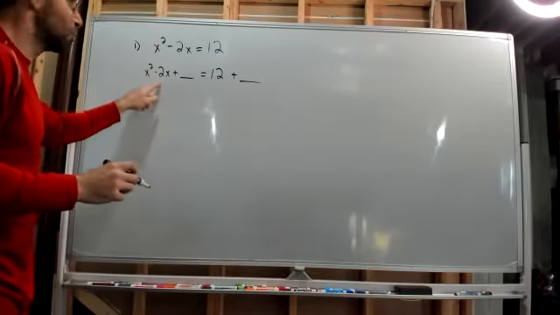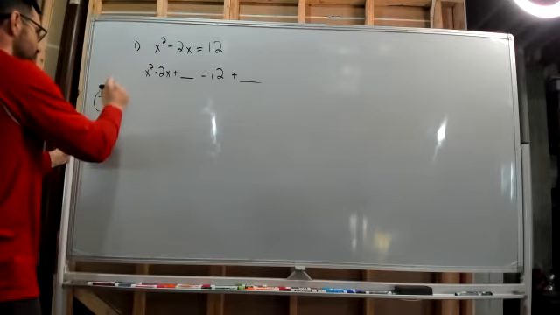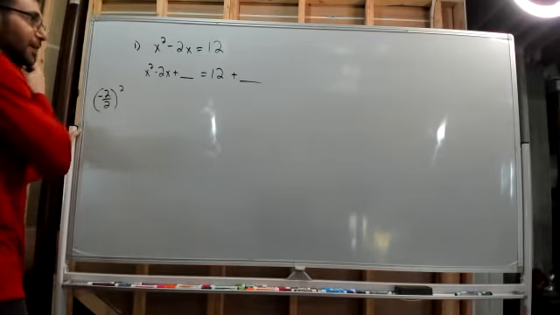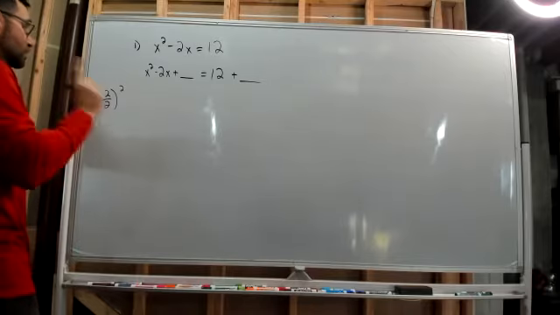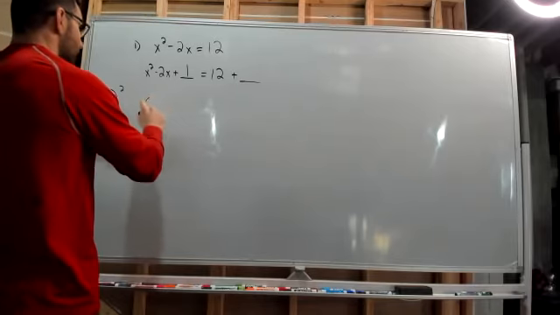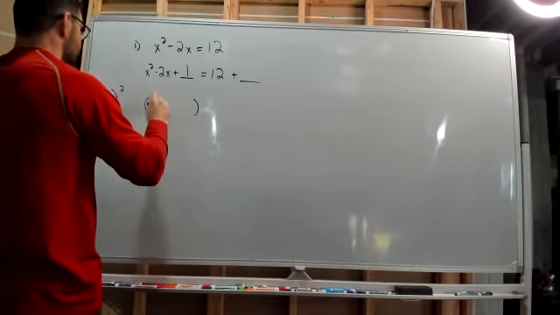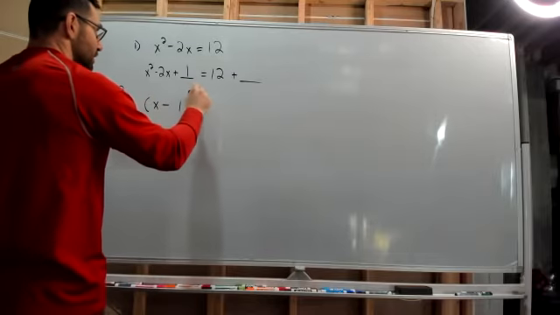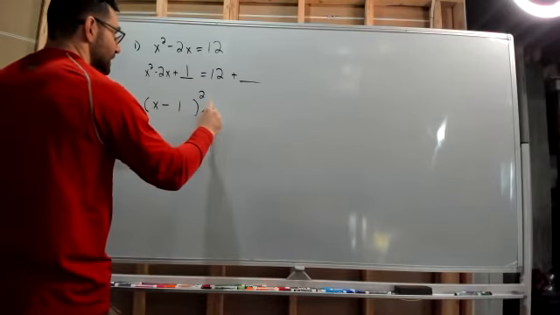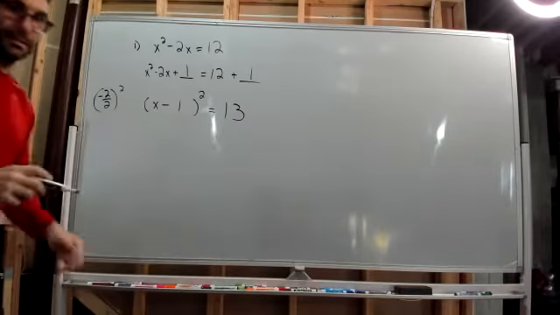So here we go. We're still going to do negative 2 divided by 2 squared. Negative 2 divided by 2 is negative 1, squared is 1. So now I can factor. So I've added 1. This gives me x minus 1 squared equals, but I've added 1, 13.